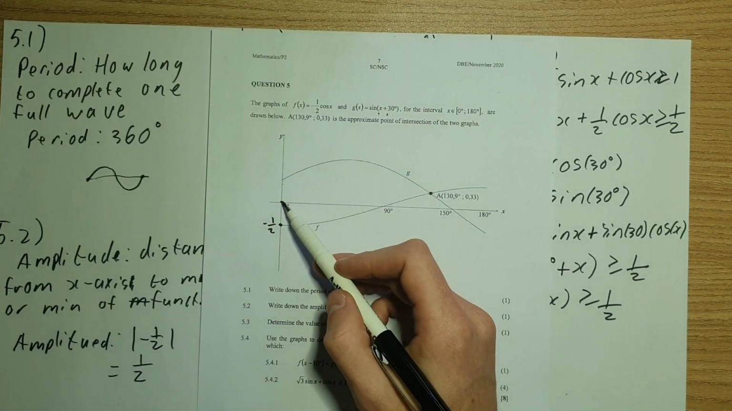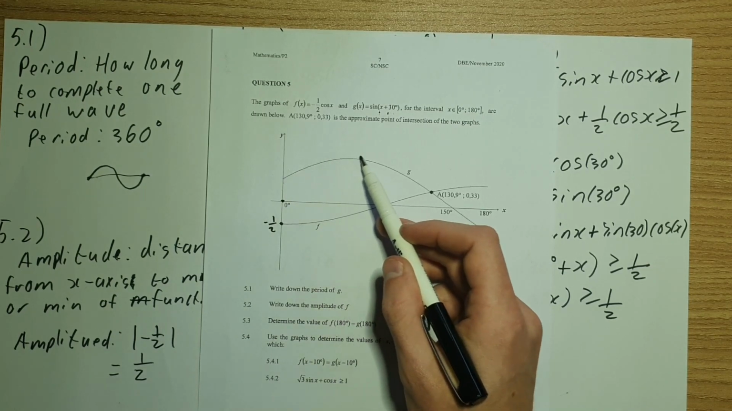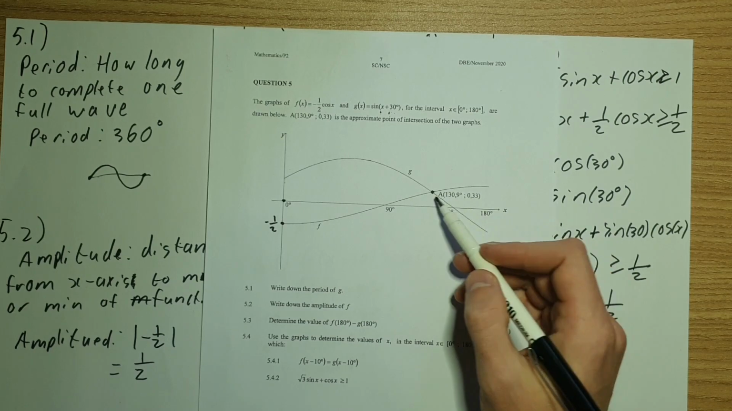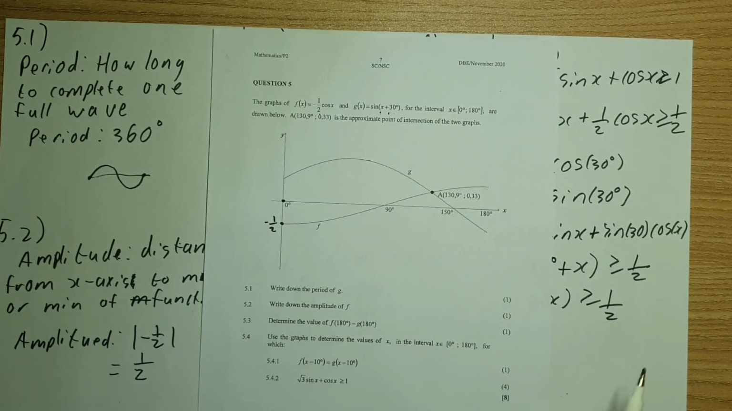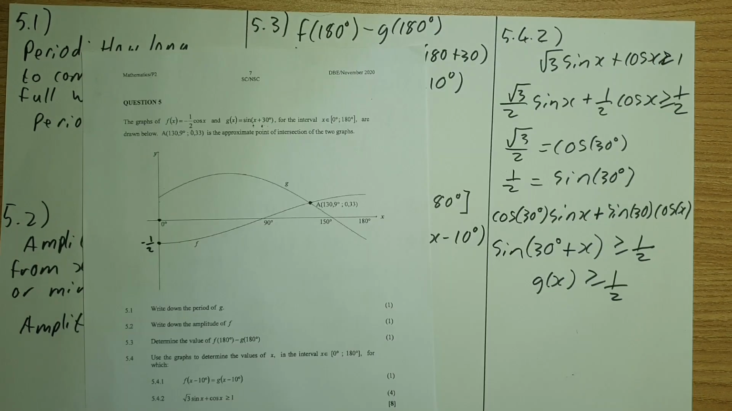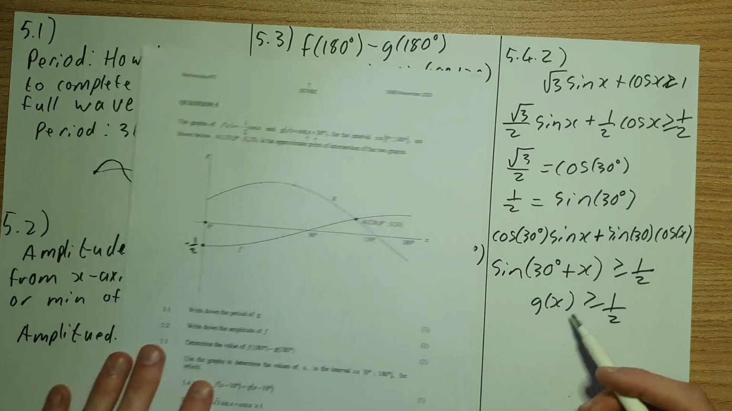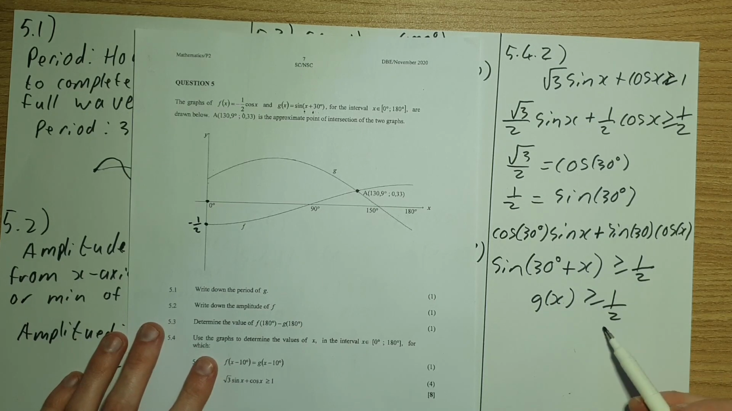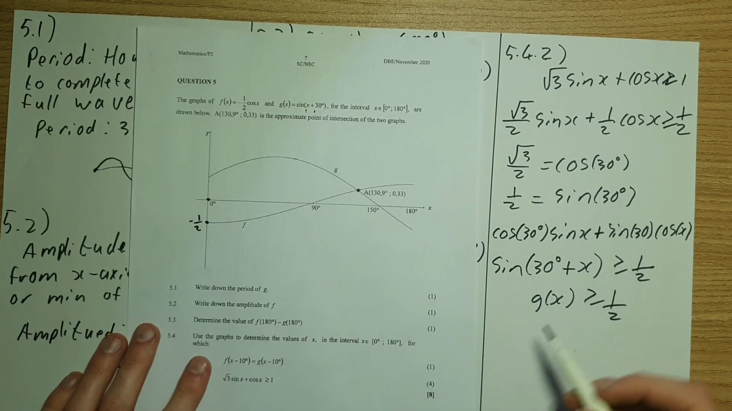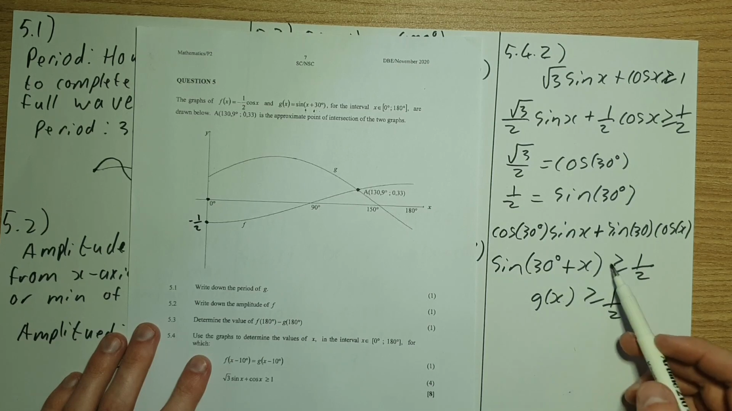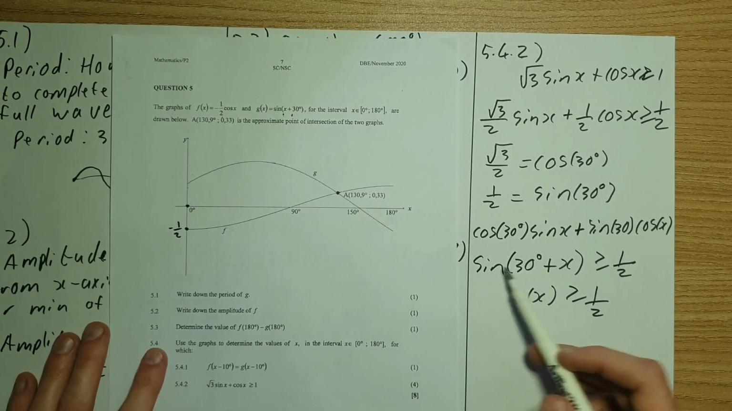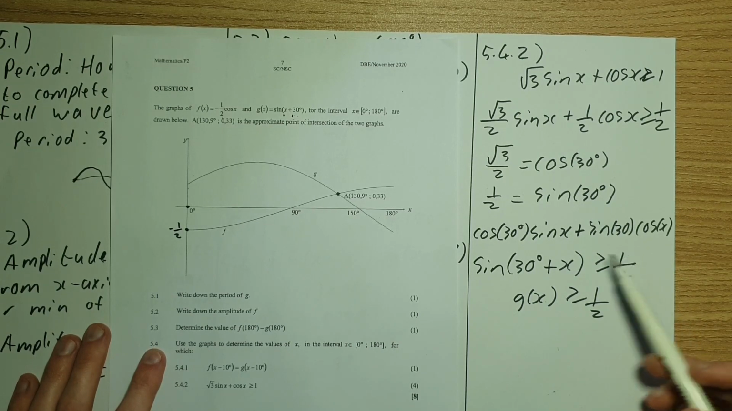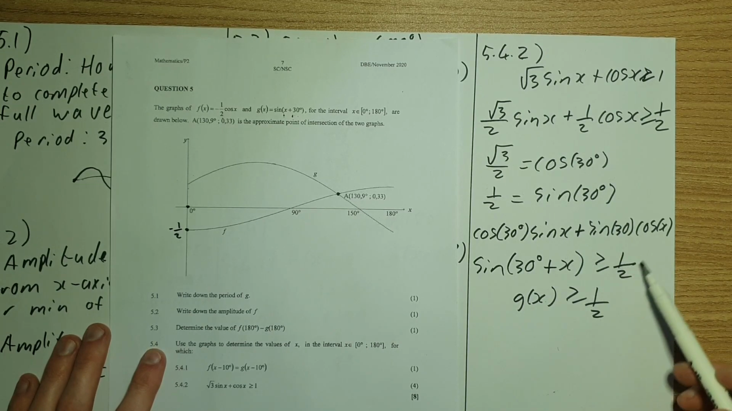So we can see over here we're greater than or equal to a half because we're positive, until we come down to where, okay, so we have figured out now that g of x must be greater or equal to a half. Okay, and g of x is sine of 30 degrees plus x. Now take sine of x. What is sine of x? What is the value of it when it's equal to a half?